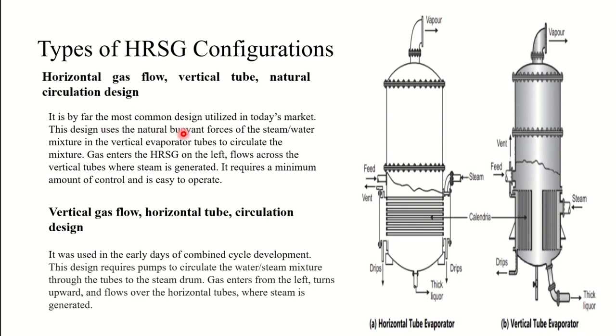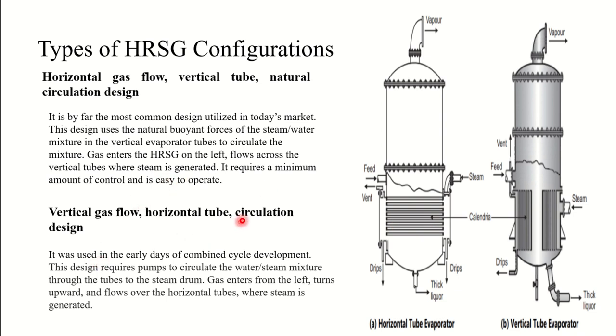This design uses the natural buoyant forces of the steam-water mixture in the vertical evaporator tubes to circulate the mixture. Gas enters the HRSG on the left and flows across the vertical tubes where steam is generated. It requires a minimum amount of control and is easy to operate.